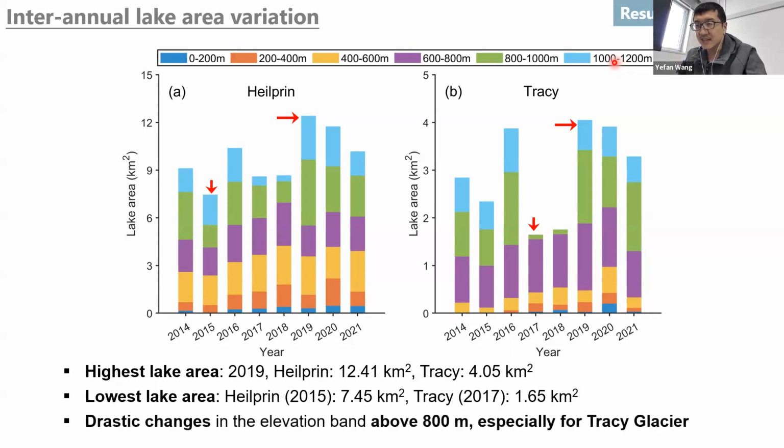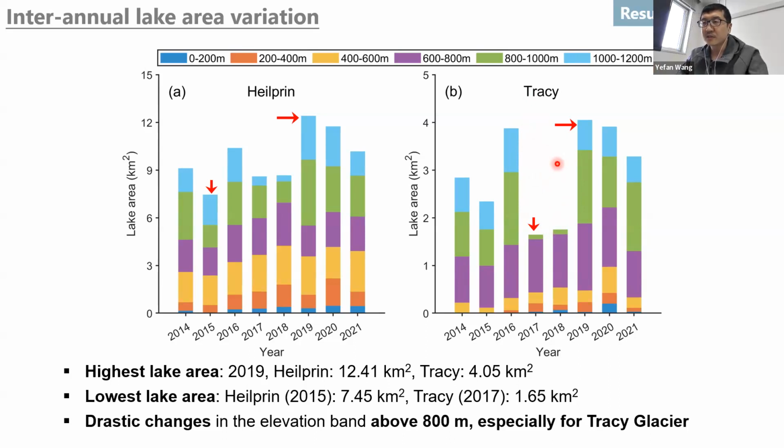And we can see that in the low lake area years, this happens mainly in the high elevation regions. We can see that in these 2 years, the lakes at 1,000 to 1,200 meters are very low, and for Tracy Glacier they just appear. And for the lakes above 800 meters, the change is very large.